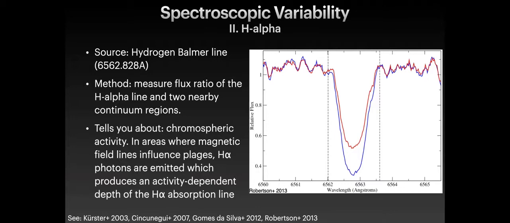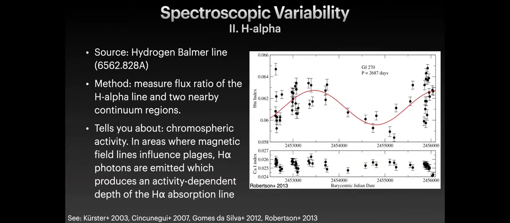This figure from Robertson et al. 2013 shows the H alpha absorption of Gliese 270 in states of high activity, shown in red, and low activity, shown in blue. And so when you have higher chromospheric emission, the red line, when the star is more active, you can see that once again it fills in the absorption line and increases the flux level there. By extracting this indicator from the time series, we can again look for evidence of sinusoidal variations that suggest the presence of star spots rotating on and off the star's face. And this is pretty clearly evident in this data for Gliese 270.